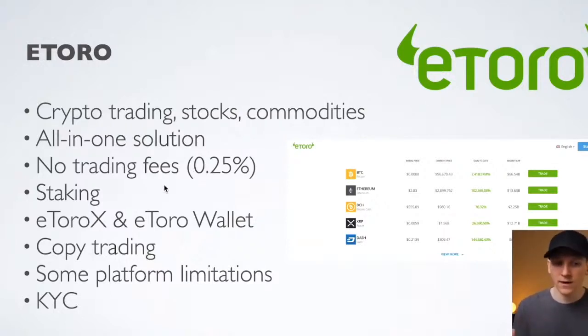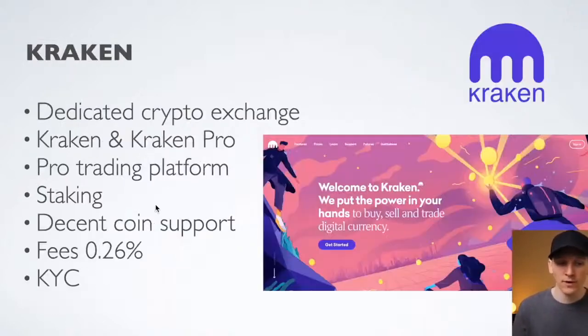And you can do staking on eToro. eToro also has eToro X and eToro Wallet. They are specific crypto trading platforms and they are very good in my opinion. You do need KYC though, so you're gonna have to give them your ID documents to go and trade with eToro. Overall though, a very good system.